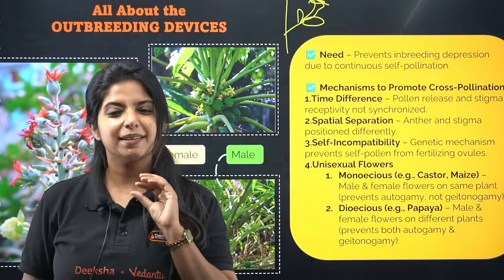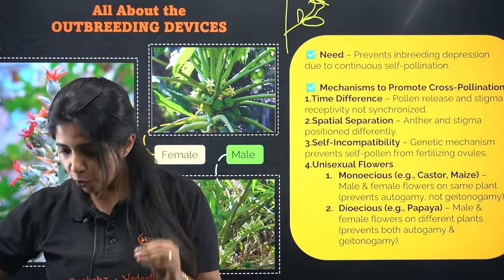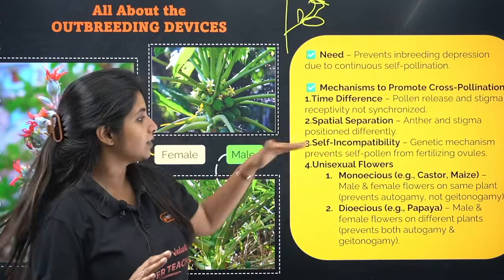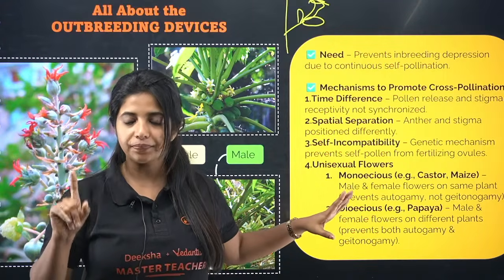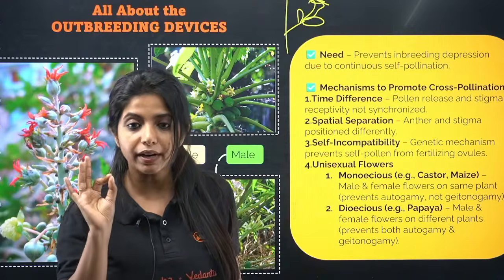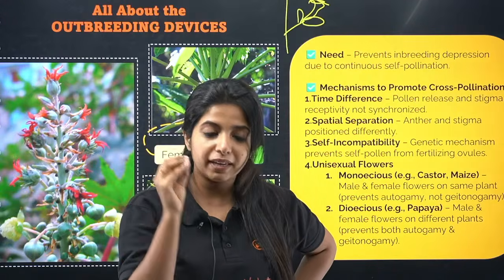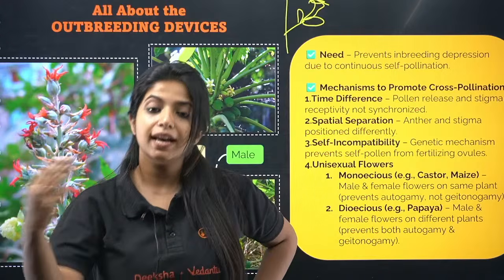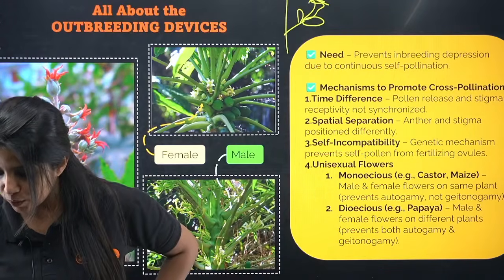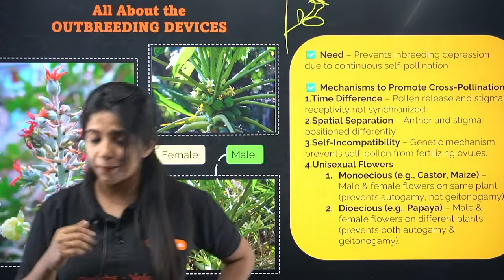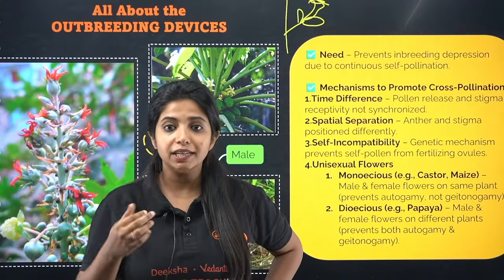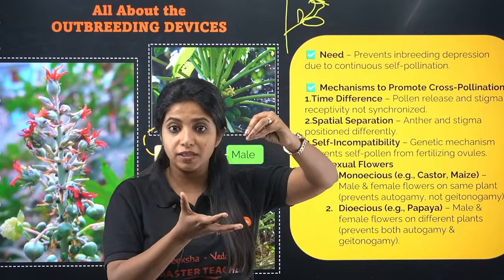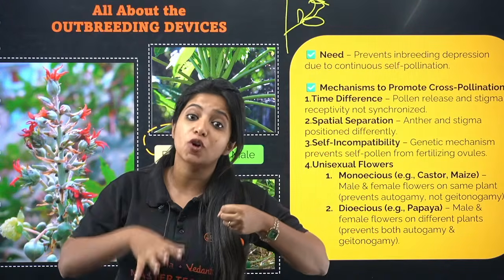Now, listen. Here things get a bit complicated, and I want to go ahead with this. Before I go ahead, I just want to revise such that the other 3 points are super clear. Okay, first one: what are outbreeding devices? The ways or the mechanisms through which a plant can prevent inbreeding depression or can prevent self-pollination and can promote cross-pollination. Someone was saying that, Sheikh was saying that. Okay. Now going ahead, we spoke about the mechanisms. First mechanism is what? Time difference. Time difference means pollen is released but the stigma is not receptive, or the stigma is receptive but the pollen is not being released at the time.